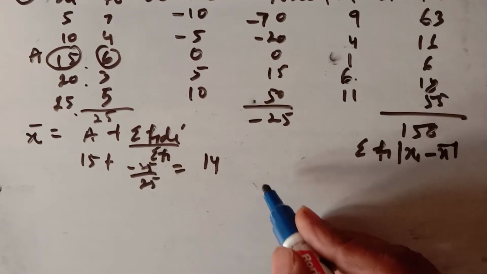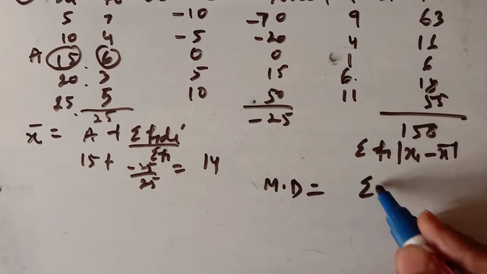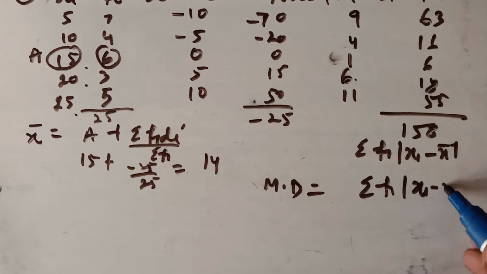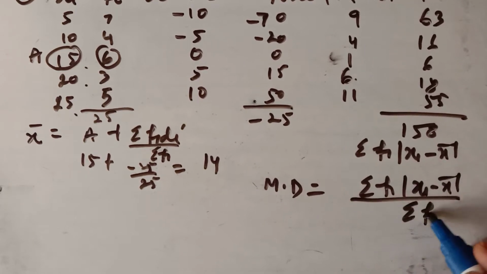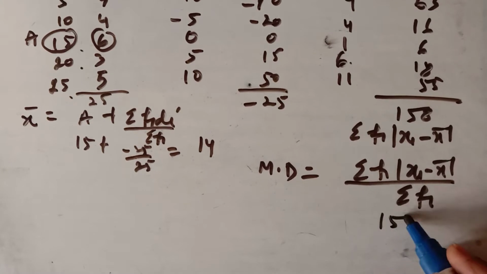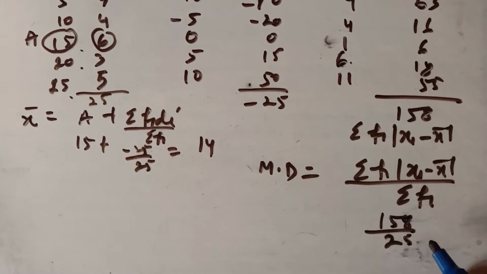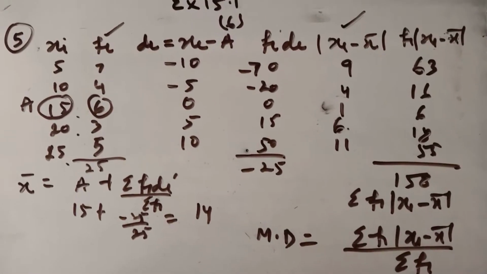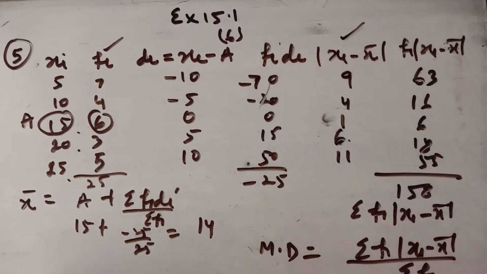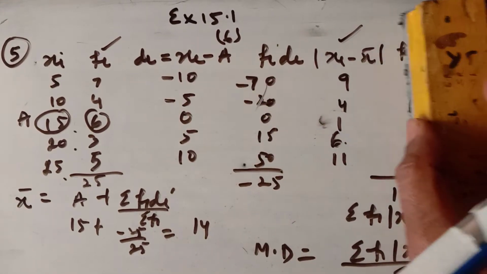So the mean deviation about the mean, we know it, is summation fi into mod xi minus x bar divided by total frequency. So it is 158 divided by total frequency, which is coming out to be 6.32. This is the mean deviation about the mean of this group data in which the class interval is not given. You can use the direct method to find the mean, sigma fi into xi upon sigma fi. Now question number 6 is just the same as question number 5.